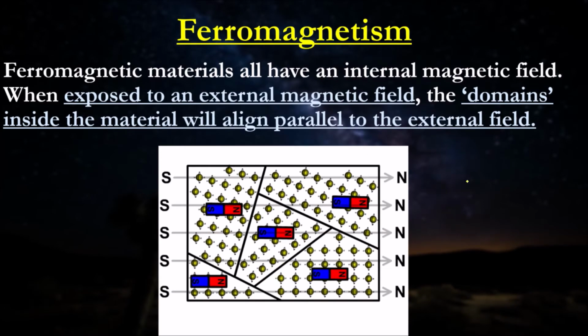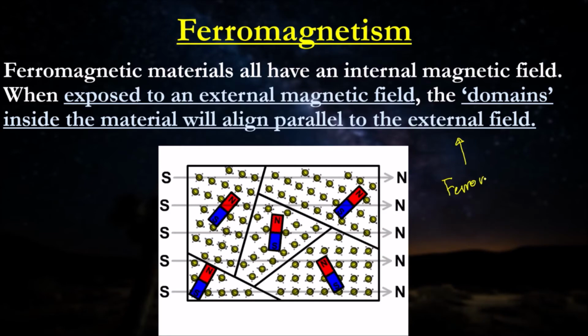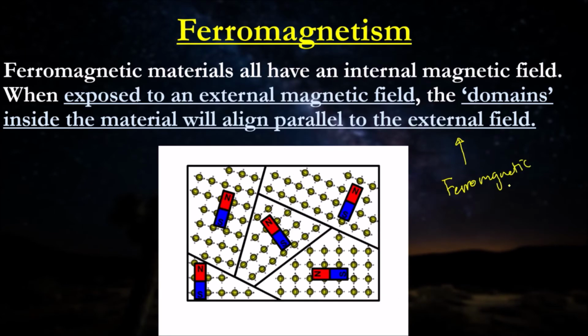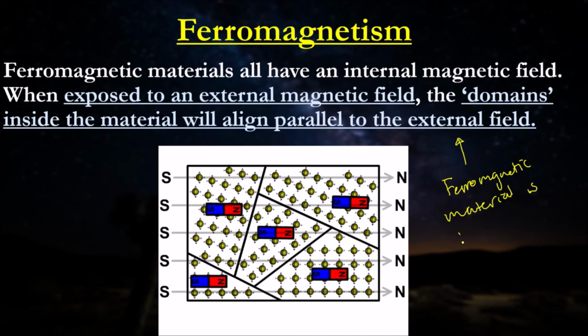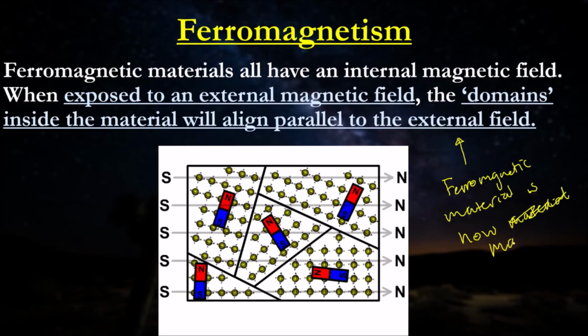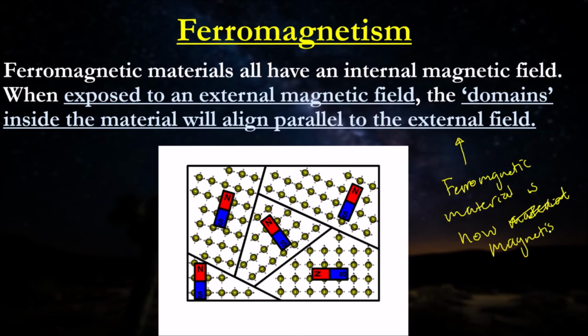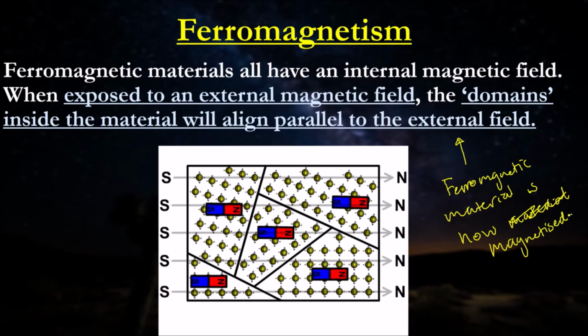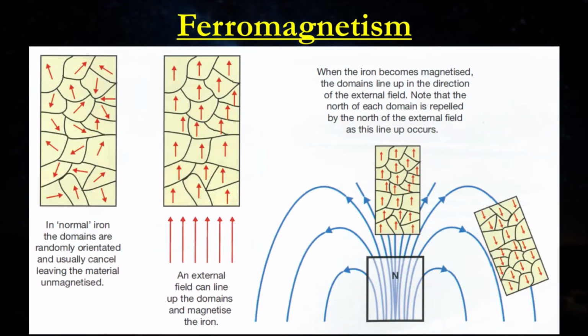Okay, so when this alignment occurs, our ferromagnetic material is now magnetized. Okay, so that's what we can have there. So, same idea, let's have a look.